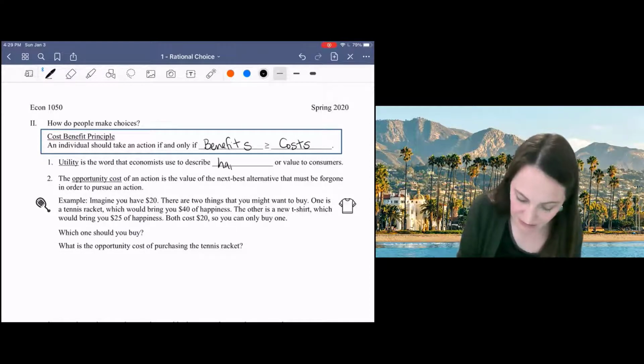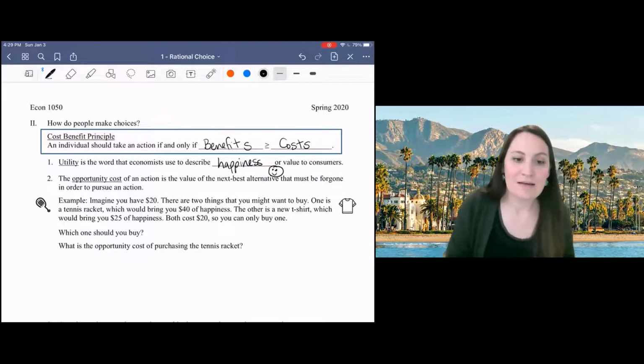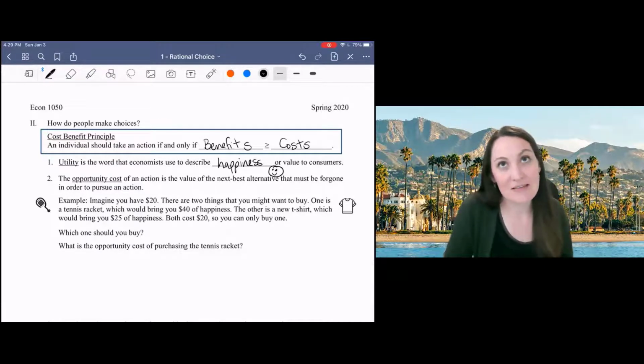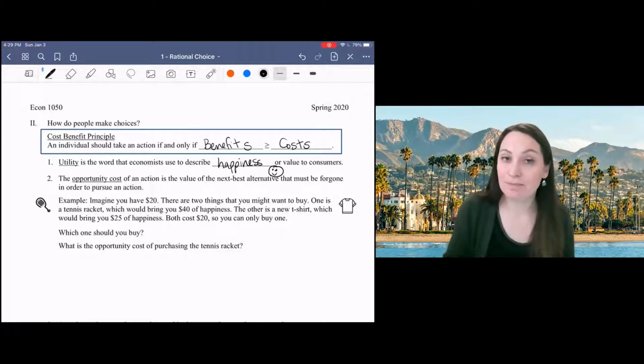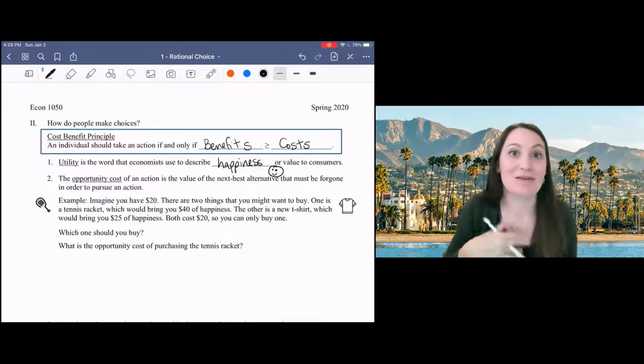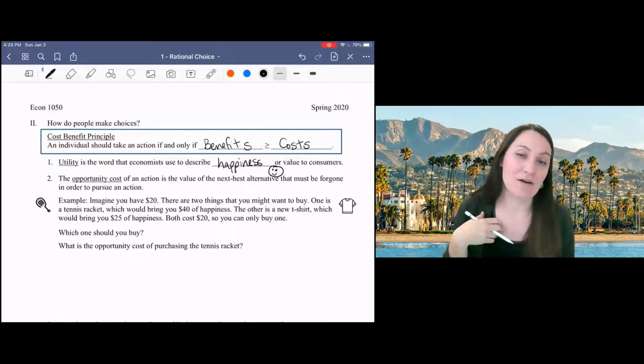All right, so that's interchangeable with happiness that you get from a product. And for the purposes of this class, we won't do too much with utility other than to give it in the problem. So I will say something like, suppose that this product brings you $30 of happiness, which is an odd thing to say in everyday conversation, but is quite normal to say in economics.